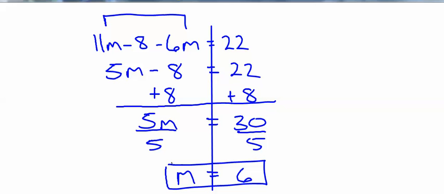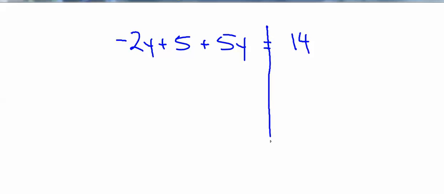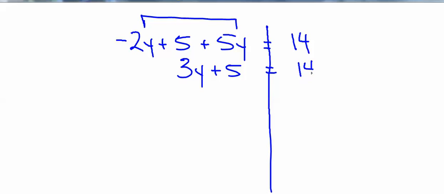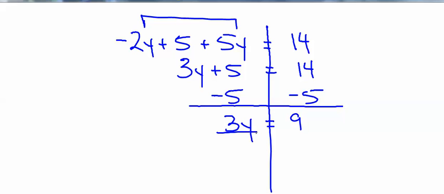As these problems get more complicated, the neater you can keep your paper, the more organized your brain is going to stay. The less likely you're going to be to make a mistake. Negative 2y plus 5 plus 5y is equal to 14. Again, you're going to combine like terms. Negative 2y and a positive 5y, 3y. Bring down the plus 5, and it's equal to 14 still. Subtract 5 from each side. 3y is going to equal 9. Divide each side by 3.